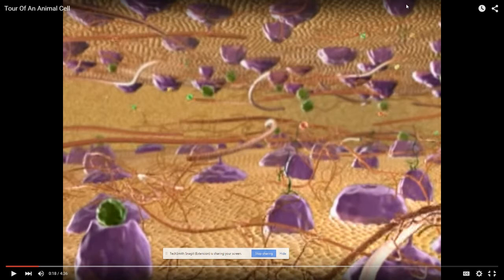Not plasma. Proteins, right? The purples are proteins. They could be just proteins that are just embedded there. They can be protein channels to help move things through. Right? Proteins can serve different functions on the membrane.